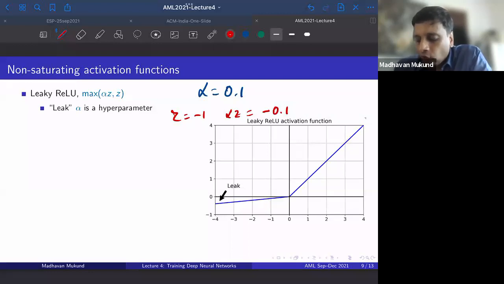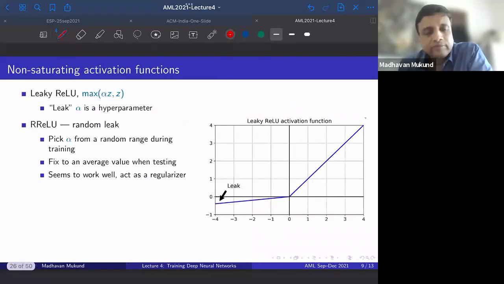Now, normally this alpha would be set by you as a hyperparameter. So you decide what you think is a good alpha, or you can try different values of alpha and see what good alpha works. So it is technically a hyperparameter. Now, there have been experimental ways, heuristics, to deal with this.